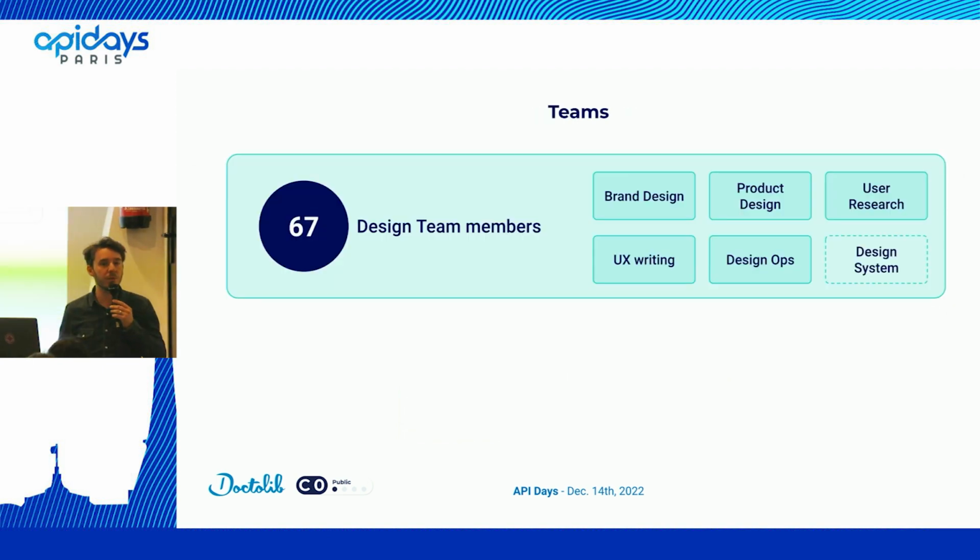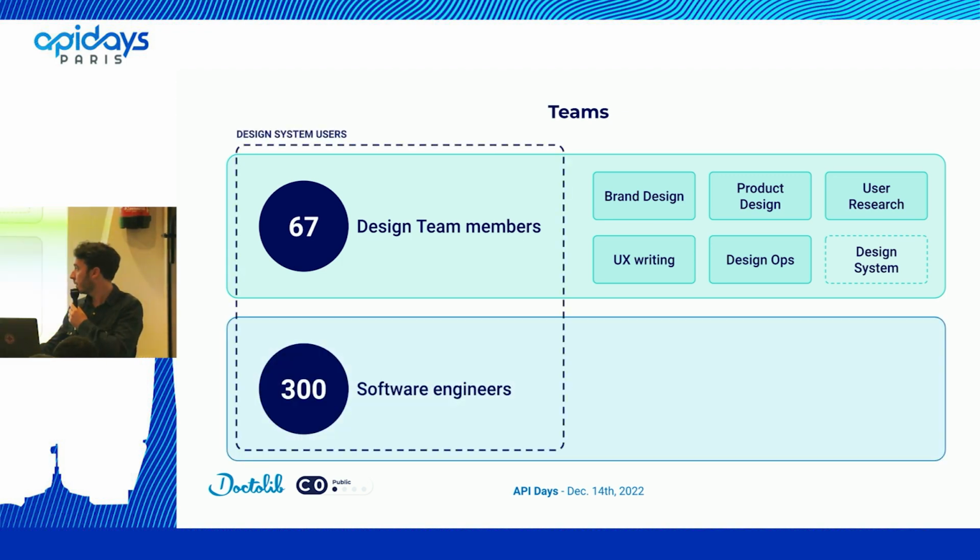So let's speak a bit about our team. I think we are one of the biggest design teams in Europe at Doctolib. We are almost 70 employees working in the design team, split in 5 teams, and soon 6 teams, because I'll manage the design system part, fully dedicated to the design system, in the coming weeks. All these people are using our design system, alongside 300 software engineers. So at least 400 people using our design system.